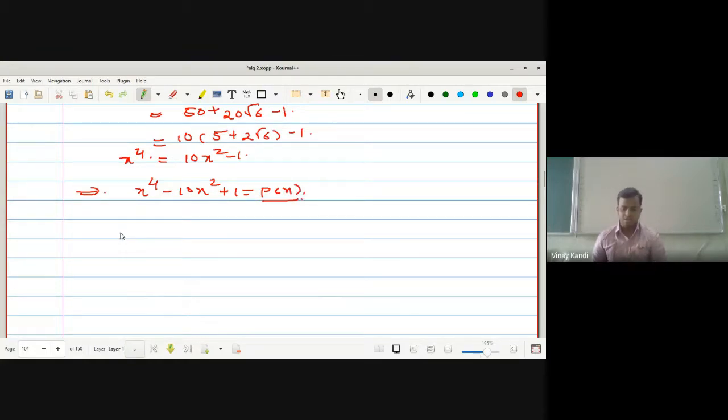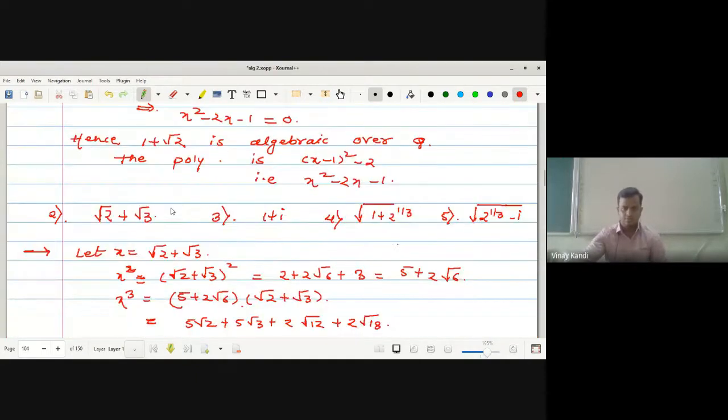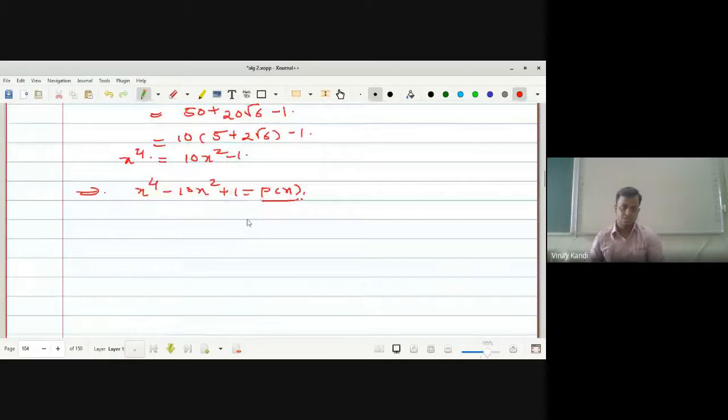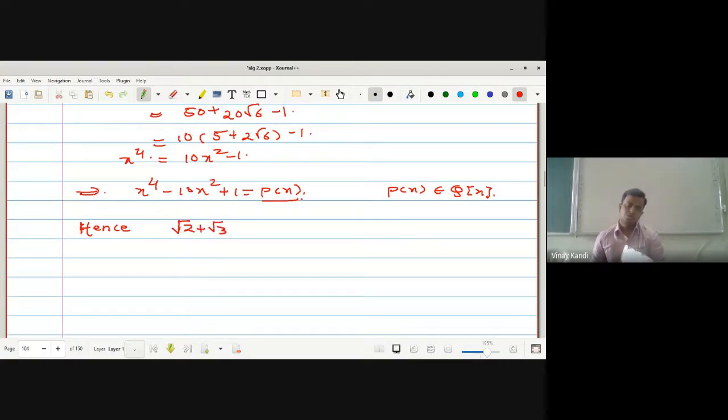Okay. Solve it, solve it like this. Solve the third one. Hence, write down. Hence, here the p of x belongs to Q of x. All the coefficients of p are in Q. Okay. Hence, we can write root 2 plus root 3 is algebraic, okay, over Q.